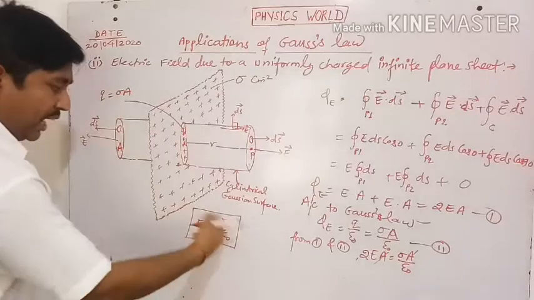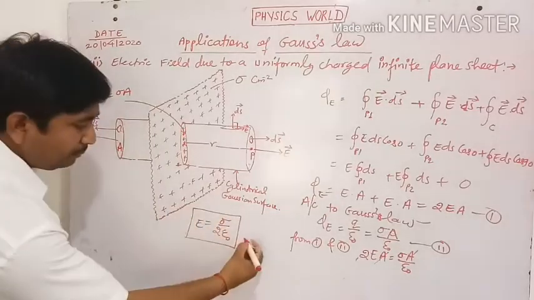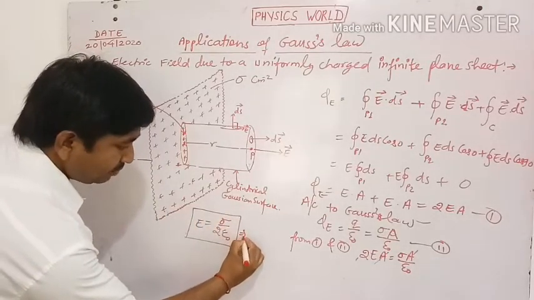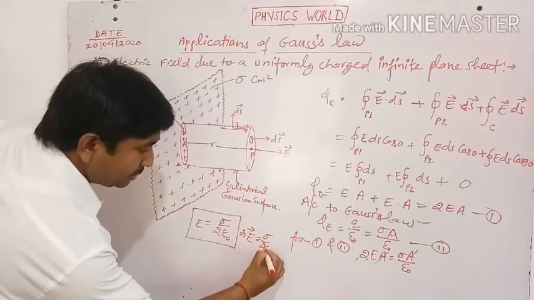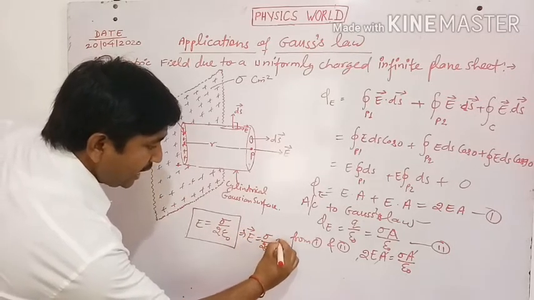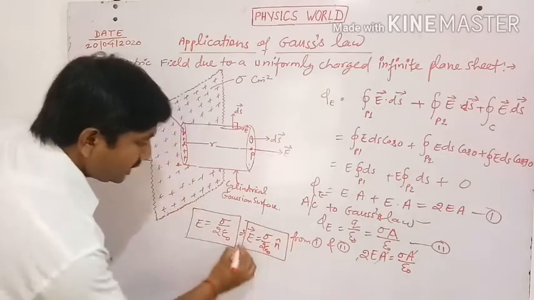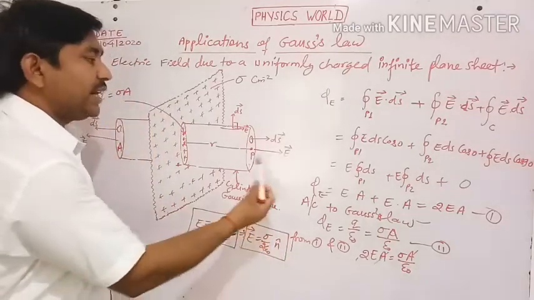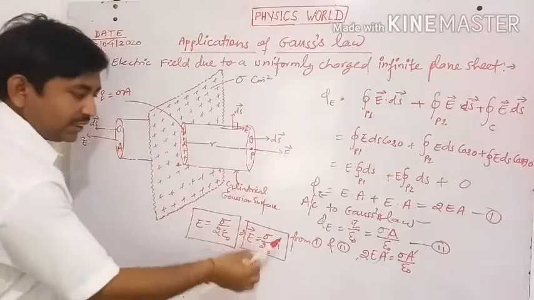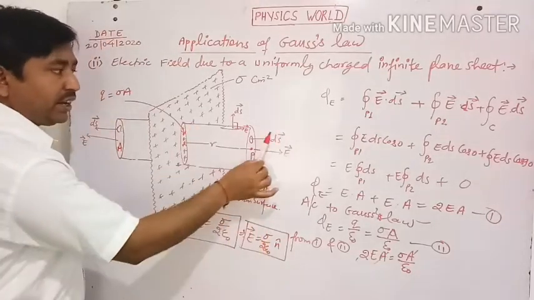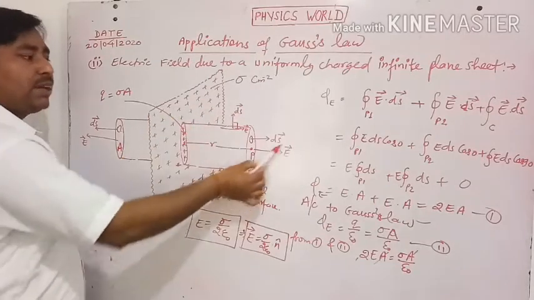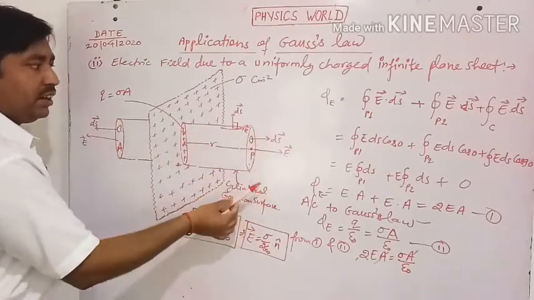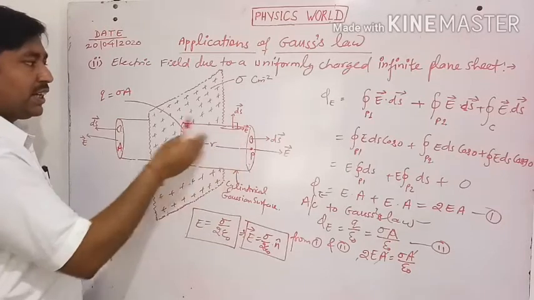Now, if we write this in the vector form, then this can be easily expressed as vector E is equal to sigma upon 2 epsilon naught n cap, where n cap indicates the direction of the electric field that is always perpendicular to the plane sheet. It means the direction of the electric field at every point, at any point just beside the sheet.